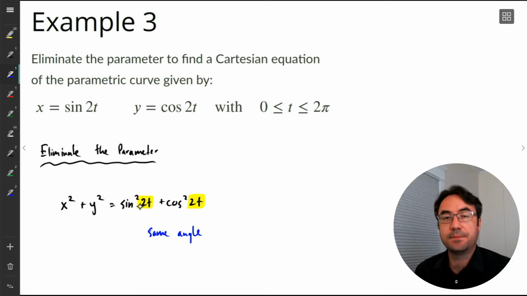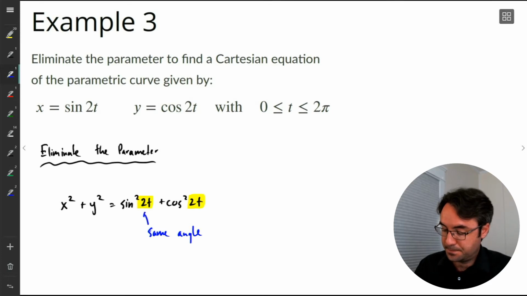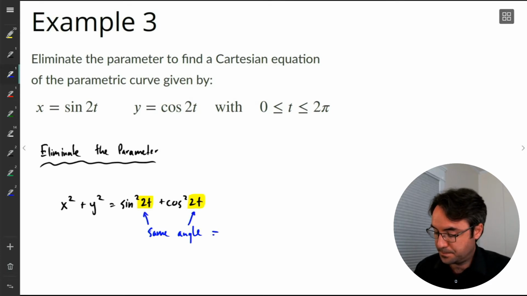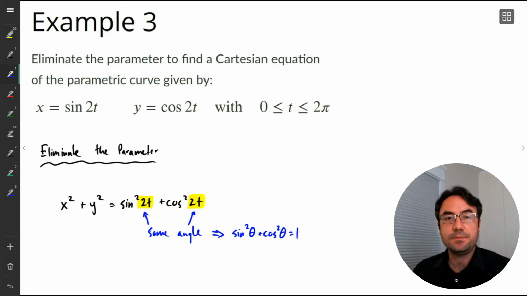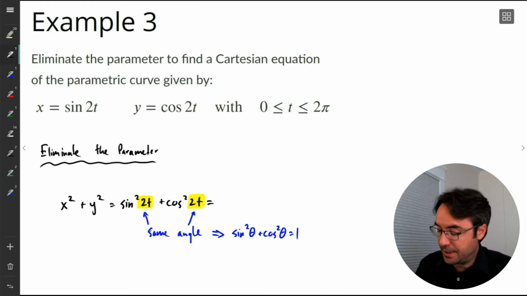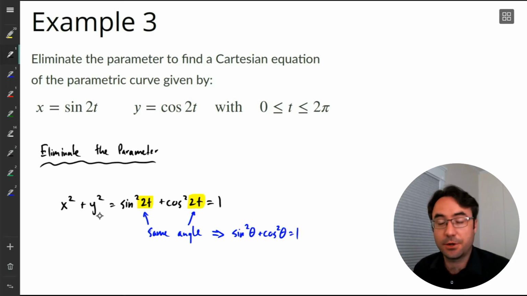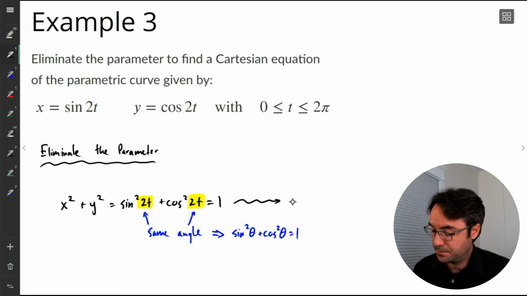Now these sine squared and cosine squared terms here, they have the same angle, 2t. So these angles are the same. And we know that when we have sine squared of some angle plus cosine squared of some angle, it's equal to 1. The angle just needs to be the same. So as long as these angles are the same, the sine squared plus cosine squared is equal to 1, and here we get our Cartesian curve. x squared plus y squared is equal to 1.